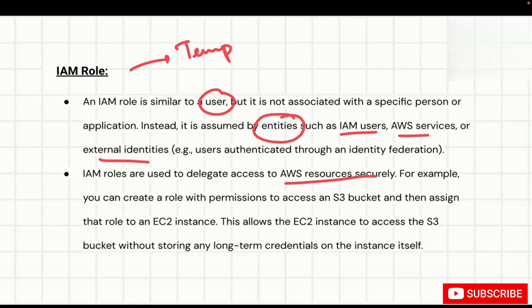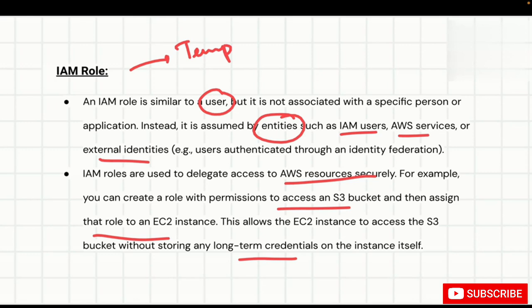Like if an EC2 instance wants to access other services like S3 or work with Lambda, you can provide those services with a particular role. You can create the role with permissions to access the S3 bucket, then assign the role to the EC2 instance. This allows the EC2 instance to access the S3 bucket without storing long-term credentials for the use case.